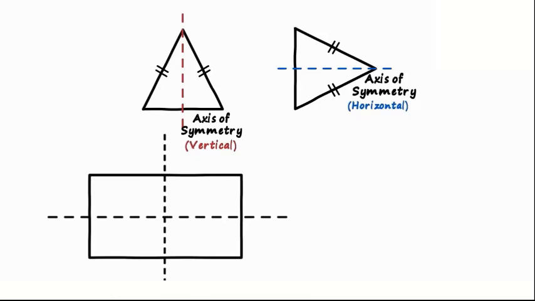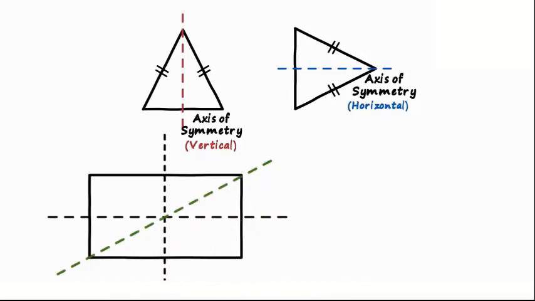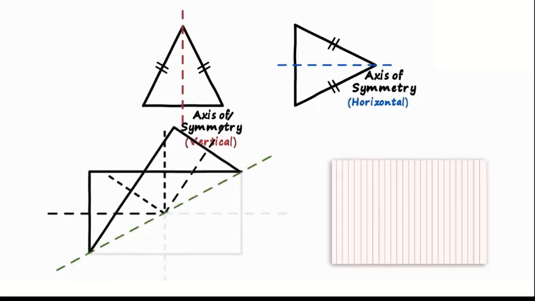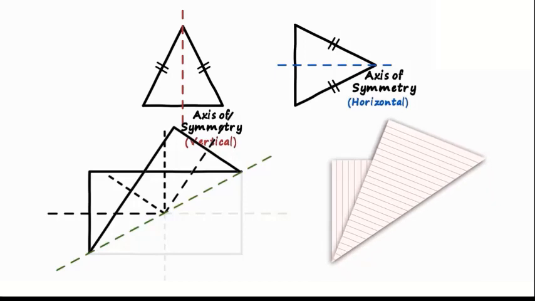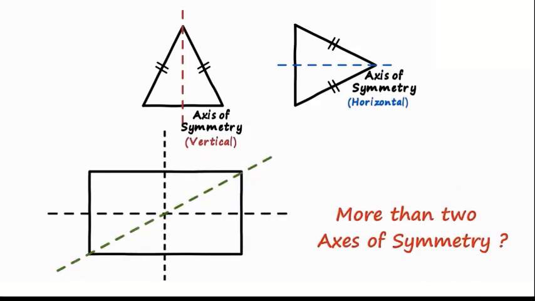Wait, is the diagonal also an axis of symmetry? Let's see the diagonal like this. You can see that when folded along the diagonal, the parts do not match. You can try it with a page from your notebook. Try folding along a diagonal and you will see that the parts do not overlap exactly.